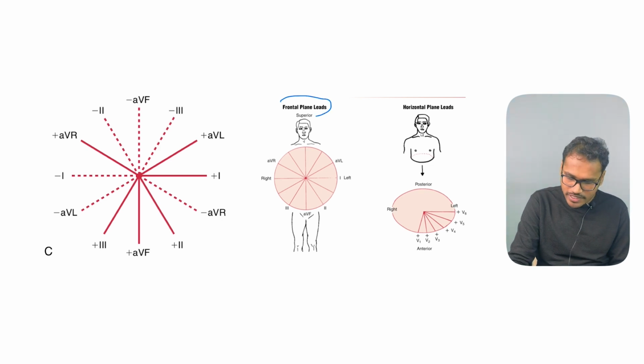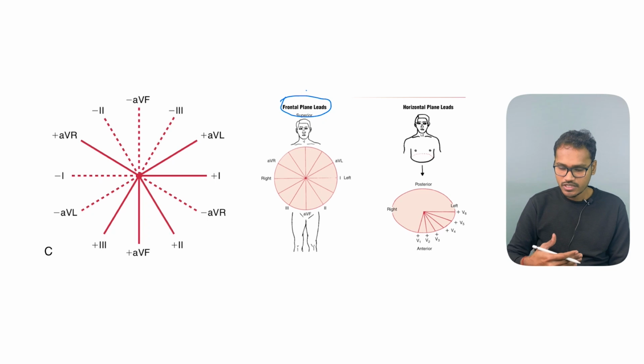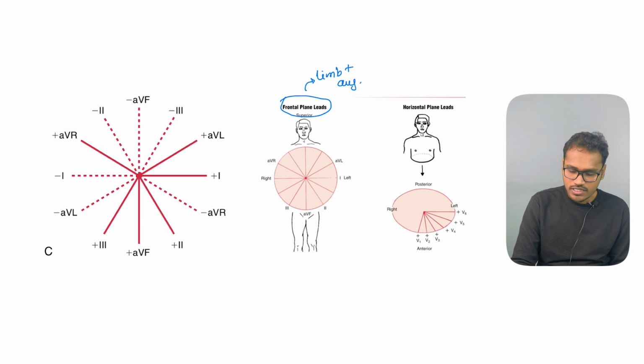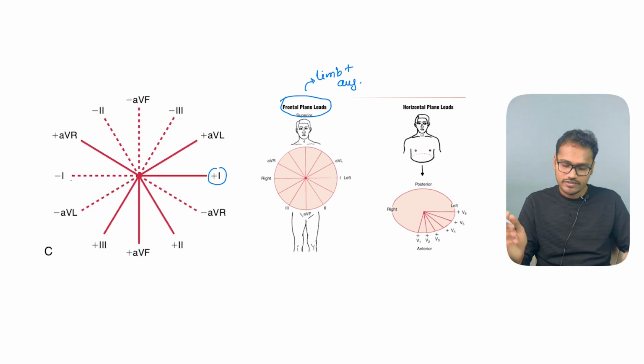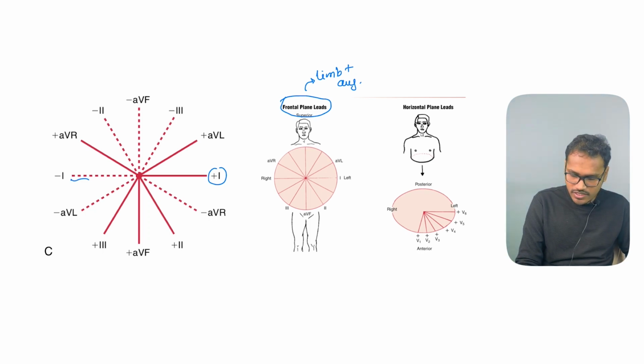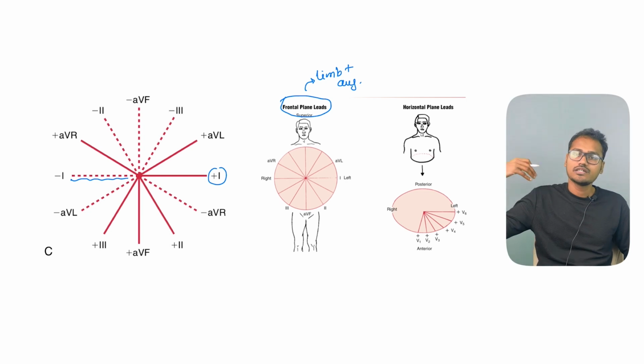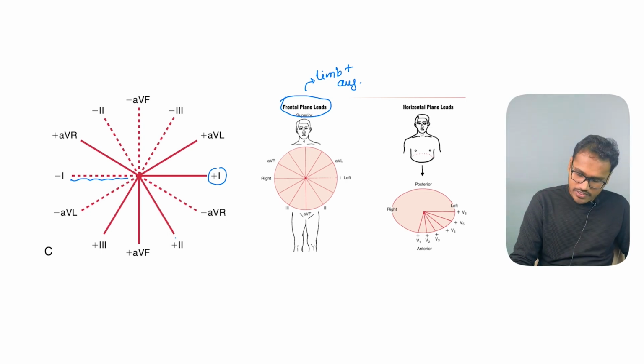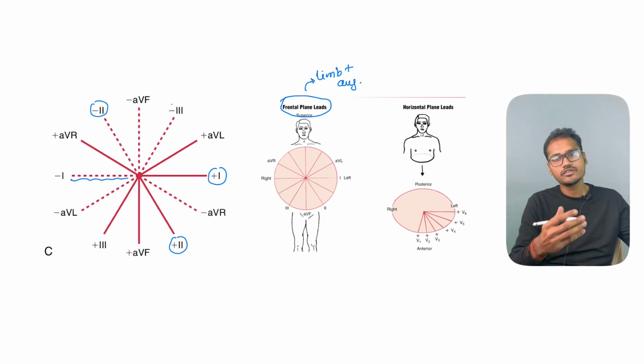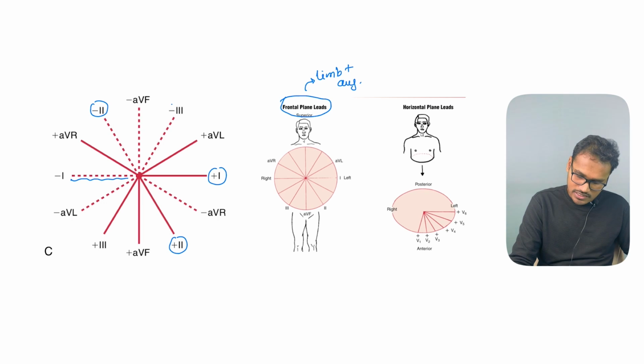In the frontal plane, the superior and inferior side, we have the limb leads plus augmented leads. In the limb leads, lead 1 positivity is on the left arm and negativity is on the right side, so the negativity is given in dashed lines. Lead 2 goes from the right arm to the left leg, and the left leg is positive, the other side negative. And lead 3 goes from the left arm to the left leg. The left arm is negative, the other one is positive.